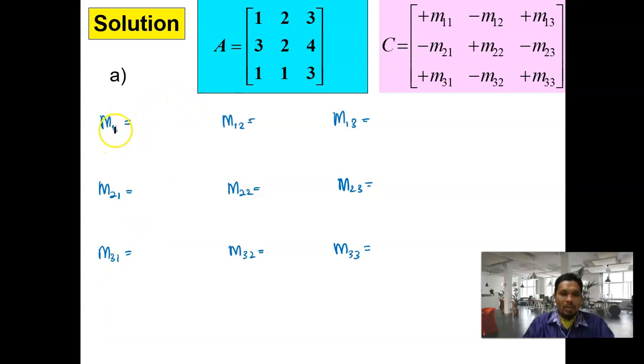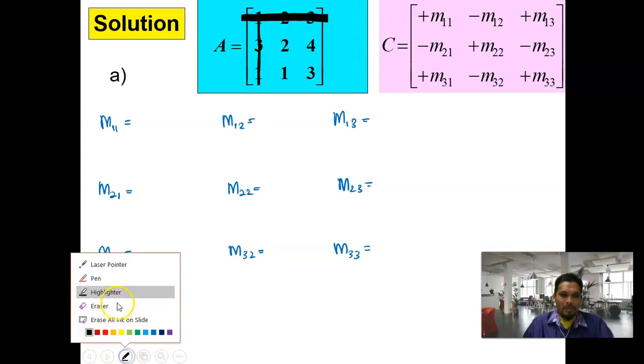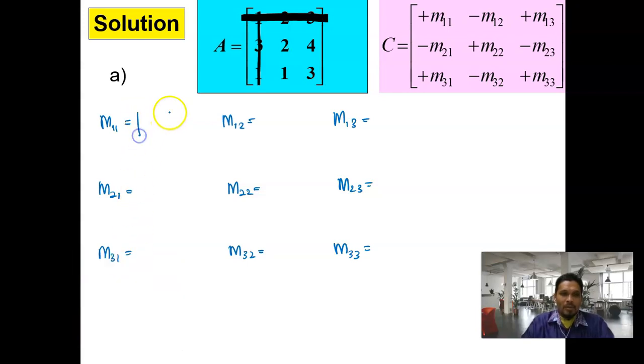From here, minor 1,1 means we are going to hide the elements in row 1 and column 1. So what's left here now? We got 2, 4, 1, 3. So 2 times 3 equals 6, minus 4 times 1 equals 4. 6 minus 4 equals 2. Okay, next.